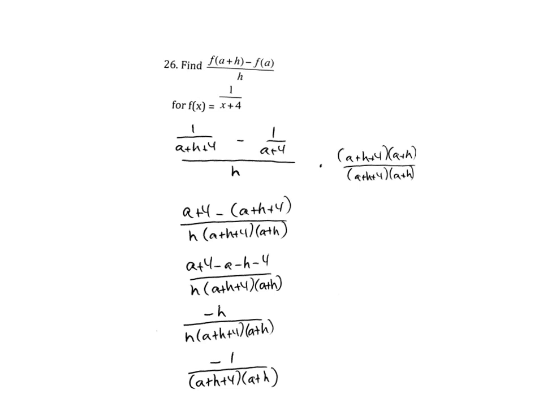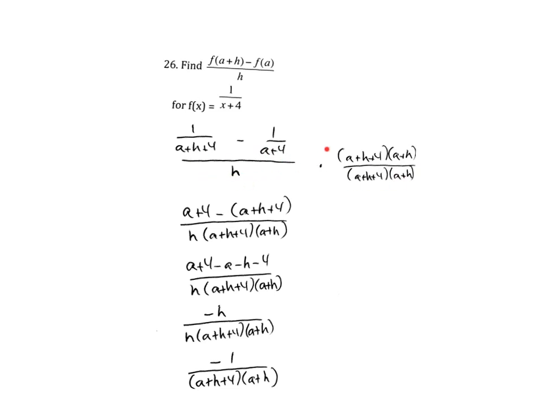Last one, finally, 26. The difference quotient is back even after fall break. So what you do is you take this right here, and you plug in a plus h right there, which I did. Then you take the a, plug it in right there, which I did, all over h. Then you got to simplify.